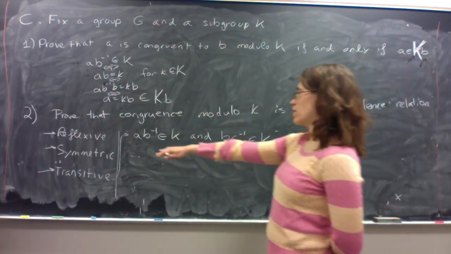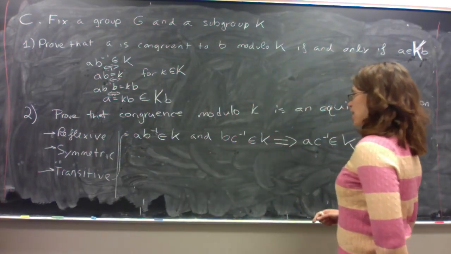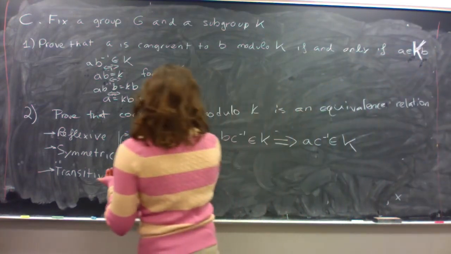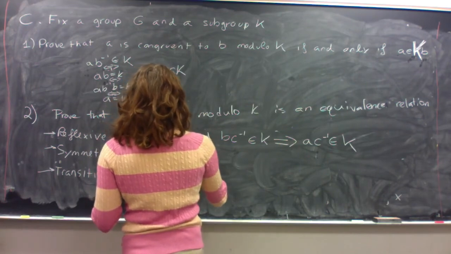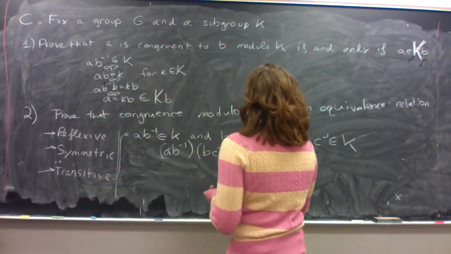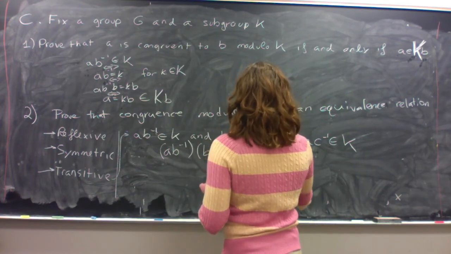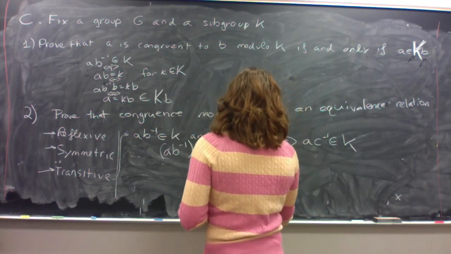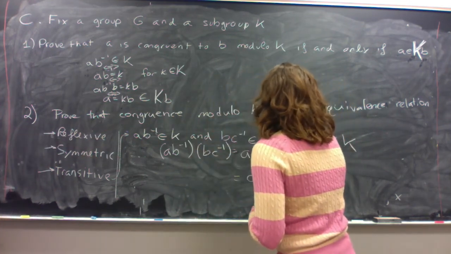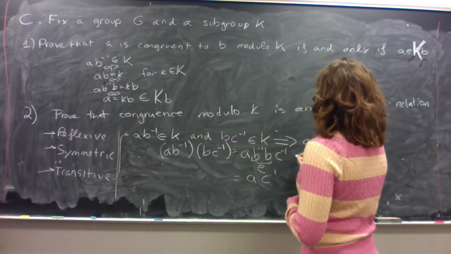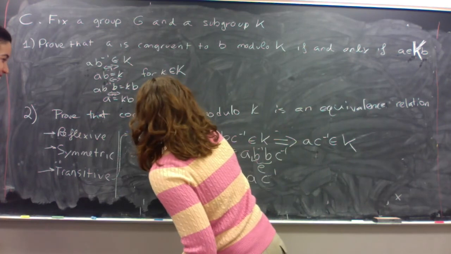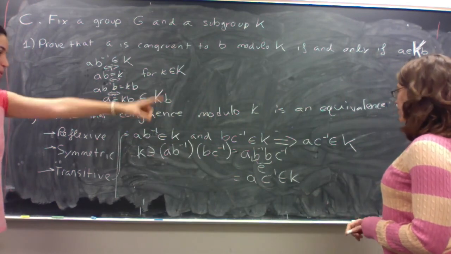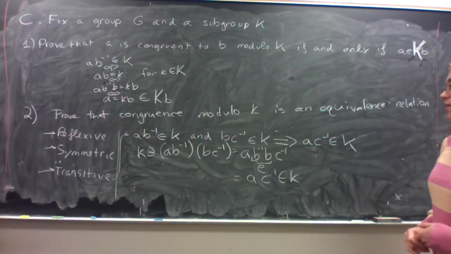Yes, and so we're assuming that AB inverse and BC inverse are in K, but we know that K is closed under our operation, which means if we take AB inverse times BC inverse, we get AB inverse BC inverse by associativity, and this is AC inverse, since B inverse B is the identity. So AC inverse is in K. That's what we wanted to show. Exactly. So this is an equivalence relation. It satisfies the three properties.